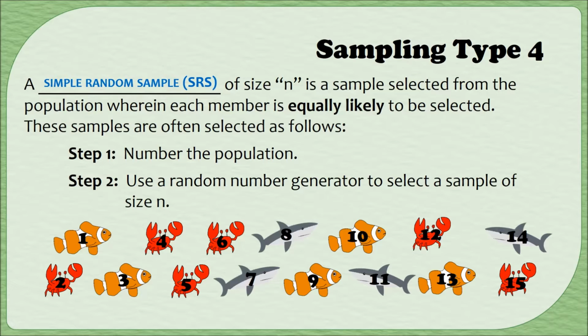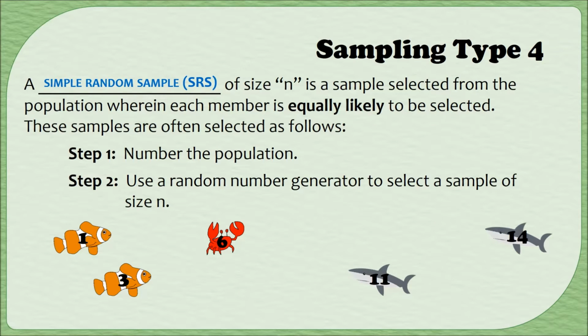In this case, I went to Excel and I found 5 random numbers. The numbers Excel got for me were 11, so I would take number 11, 1, 6, 14, and 3. So all the other fishes disappear, and these 5 sea creatures would constitute my simple random sample.